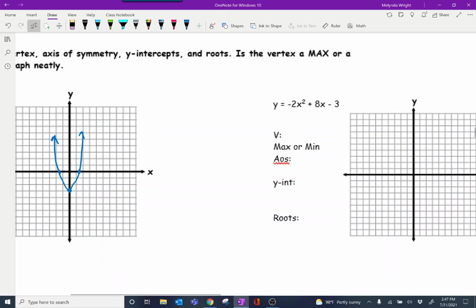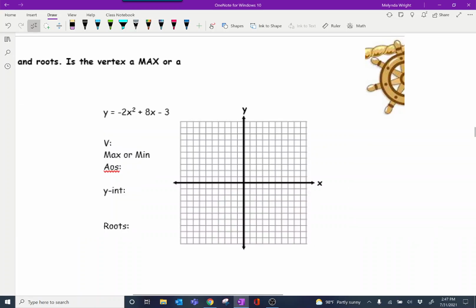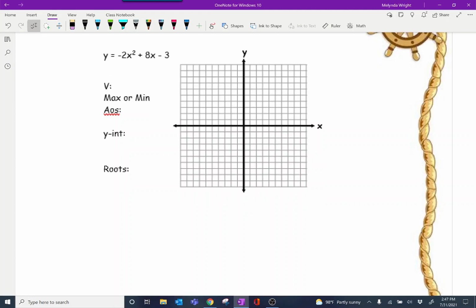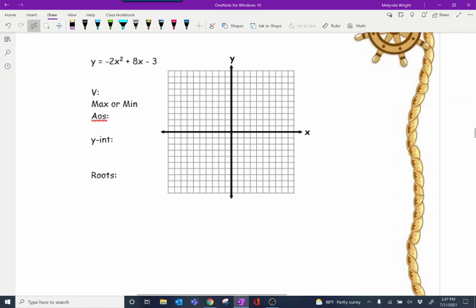So here, let's look at this one. Now the formula is not in vertex form, so we would use one of those techniques for putting it in vertex form. And we did practice that already. For time's sake, I'm going to go ahead and write the vertex form of this. So regardless of whether you do method 1 or method 2, this is what you should get when you're done.